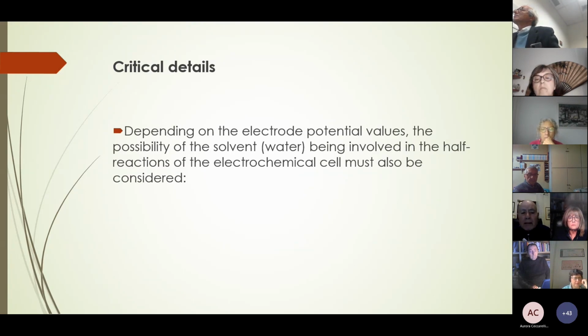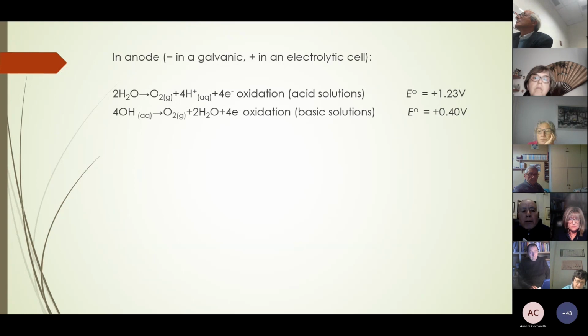An important thing is that the solvent, water in most cases, being involved in the half reactions, should also be considered, as it could also take place in the reactions. So in an anode, which is negative in a galvanic and positive in an electrolytic cell, we have oxidation of water to oxygen in acid solutions and oxidation of hydroxide ions to oxygen in basic solutions. These two half reactions are not the same, and this is also shown by their having different standard potential values.